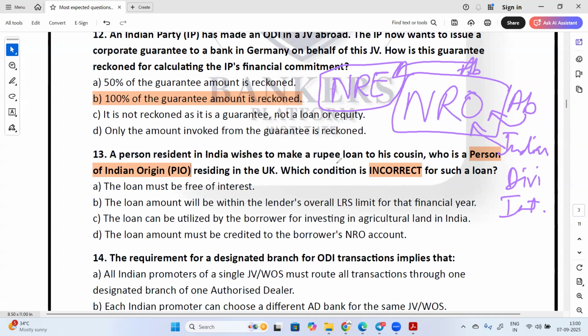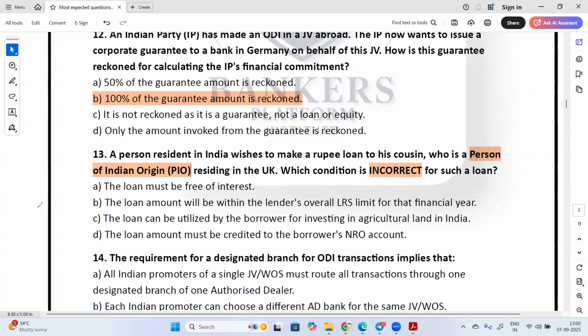So whenever any loan is given to any non-resident person, whether he is a person of Indian origin or he is an NRI, in that case, the credit will go to only the NRO account. That you have to remember always. And if you remember this, many of your doubts will clear in your day-to-day banking and also in foreign exchange.